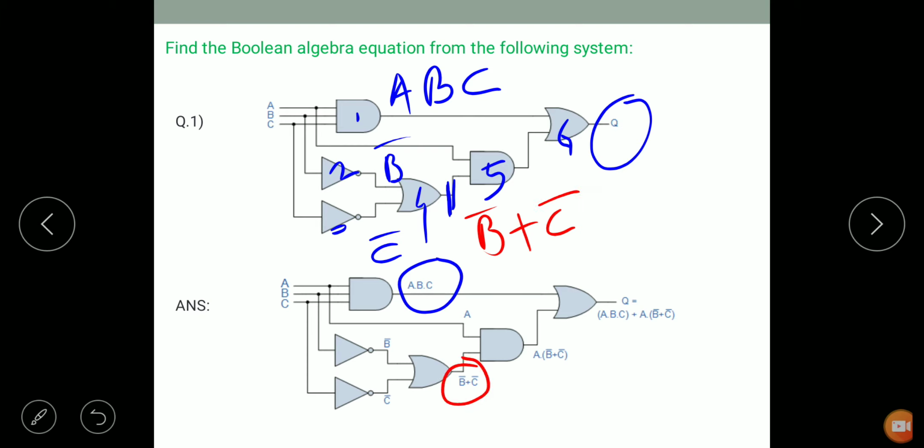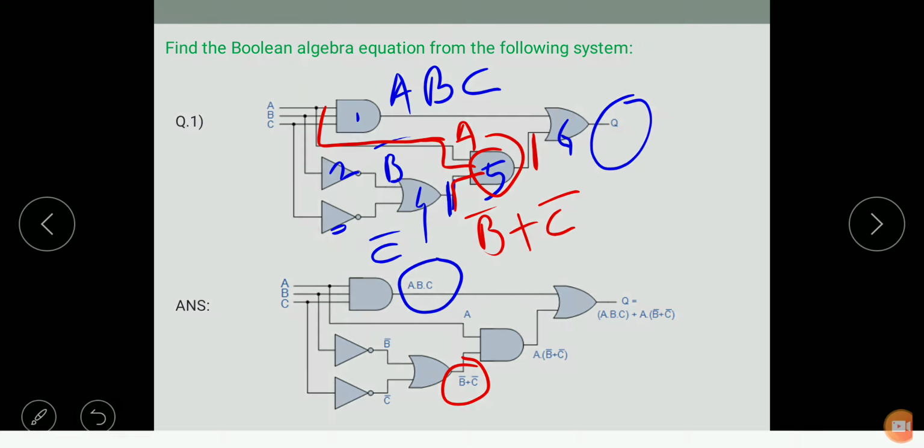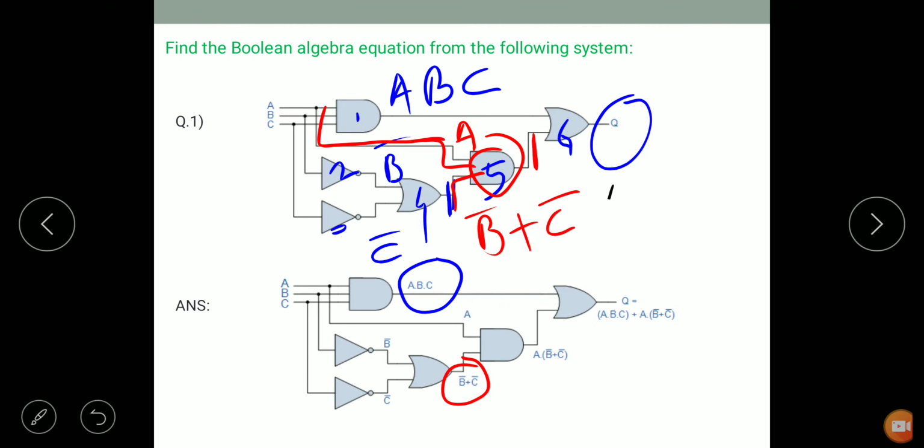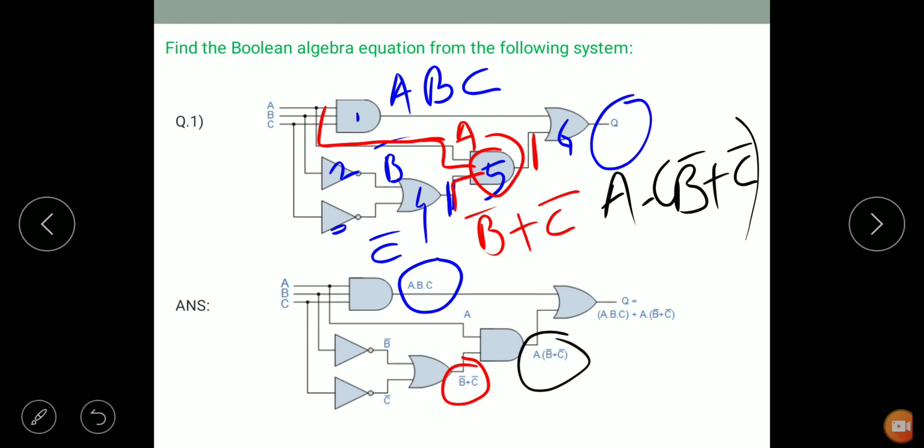Now the B bar plus C bar is an input for this fifth gate. Okay, this is the AND gate, and this A will give here. So this is A. So what will be the output at this point? A, and the AND gate provides a dot. Okay, and this is B bar plus C bar. This is the equation. And what is the final equation Q?